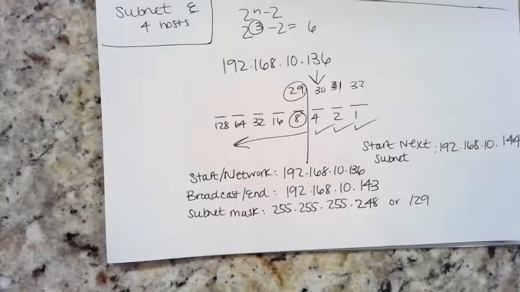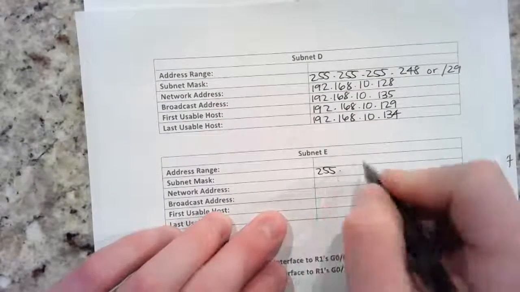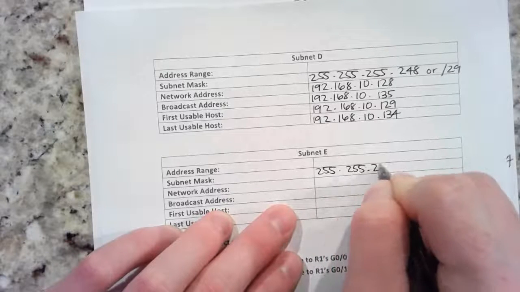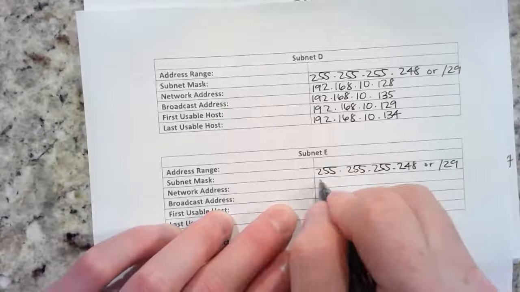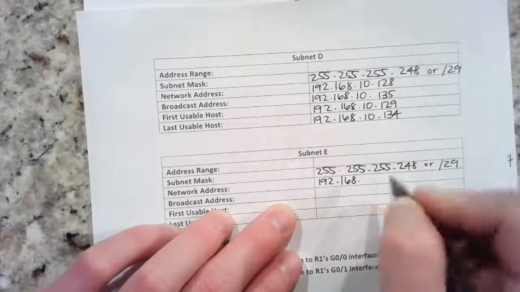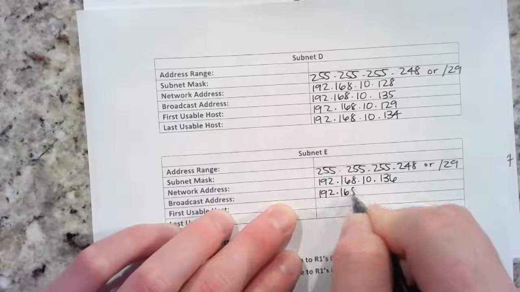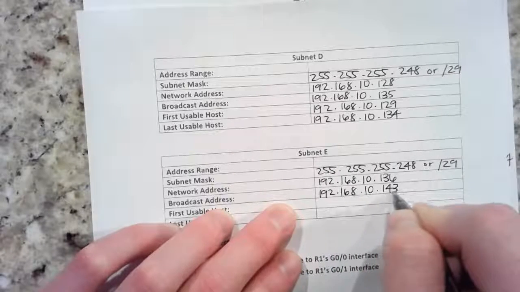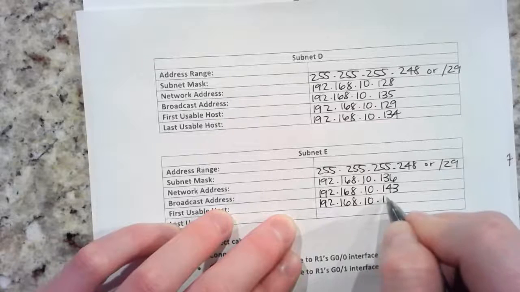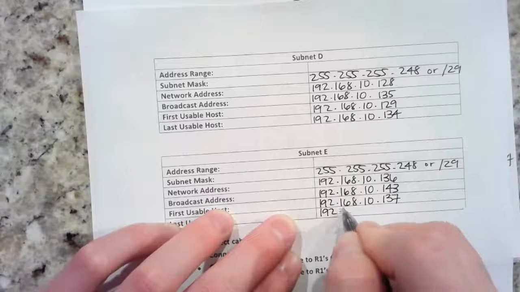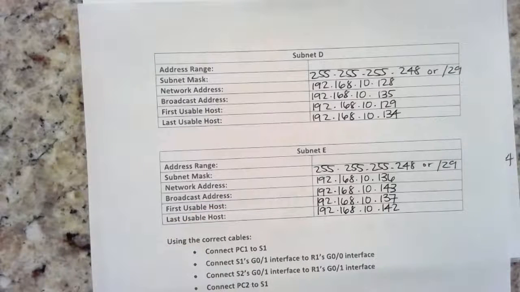So if we fill that in on our chart, lastly, we've got 255.255.255.248 or slash 29, 192.168.10.136 was my starting, or my network. 143 was my broadcast, so that makes my first usable .10.137, and my last usable .10.142. Okay.